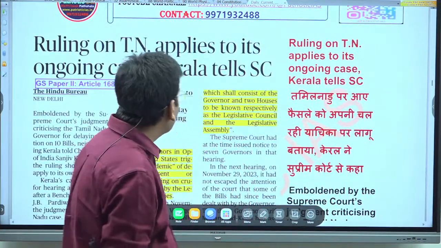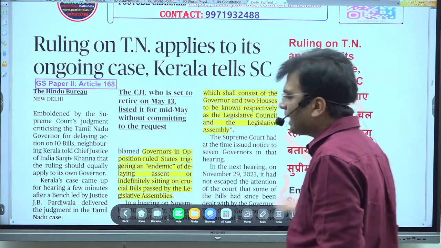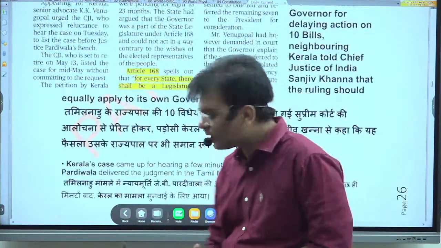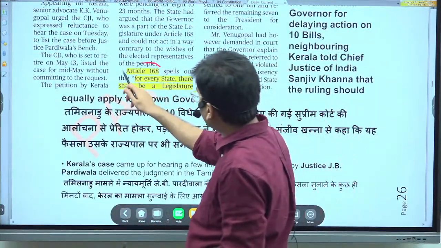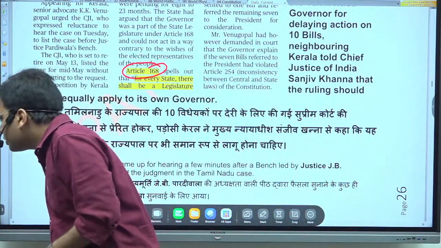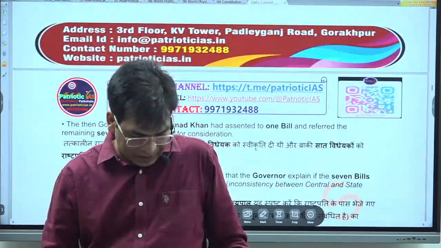Next news that we are going to cover is the ruling order Tamil Nadu applies on the ongoing case with Kerala. The same thing has happened here. It has been mentioned that Article 168 defines what constitutes the state legislature.